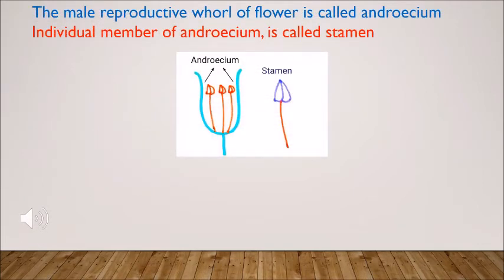The male reproductive whorl of flower is called androecium. Individual member of androecium is called stamen. Stamen consists of filament, connective, and anther. So next, let us study about anther.